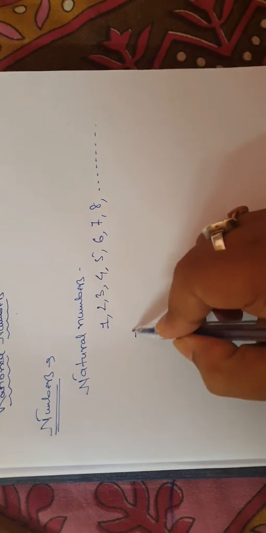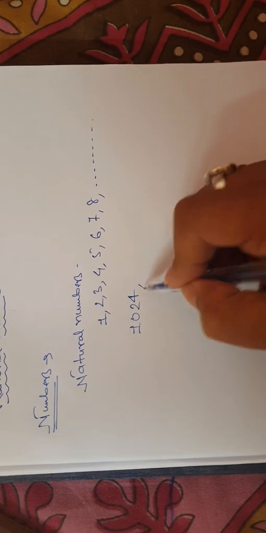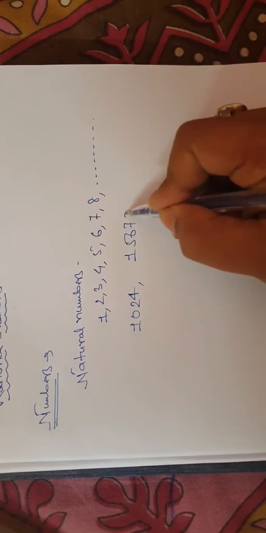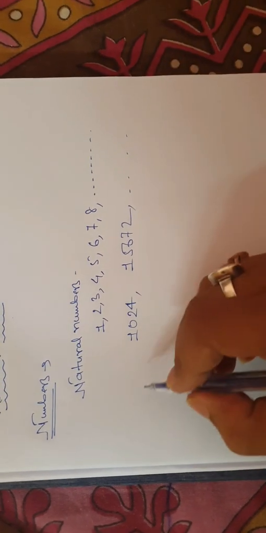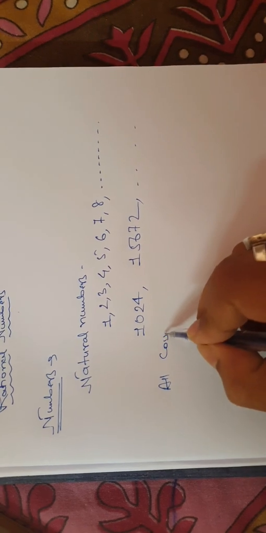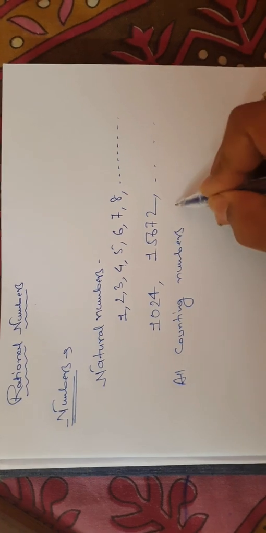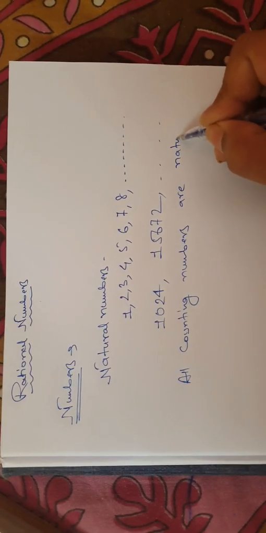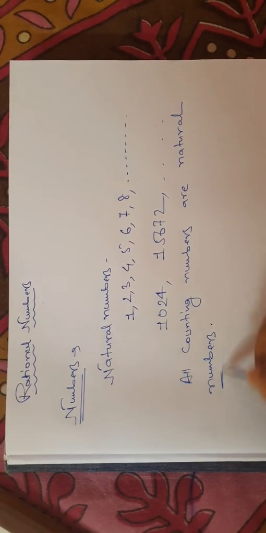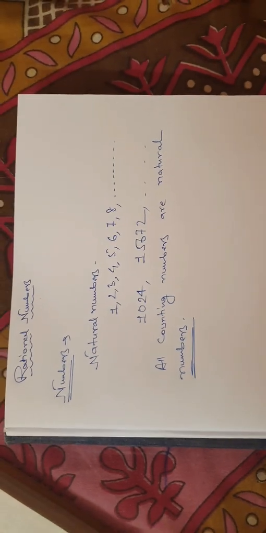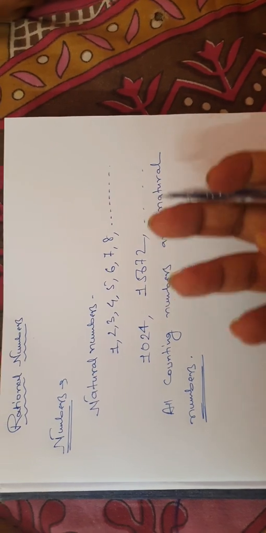All the counting numbers, 1000 and 1204, 1024, या फिर 1, 5, 6, 7, 2, all the counting numbers are much more bigger number than this, okay, but all counting numbers are natural numbers. All counting numbers are called natural numbers. That means the numbers that are used to count.